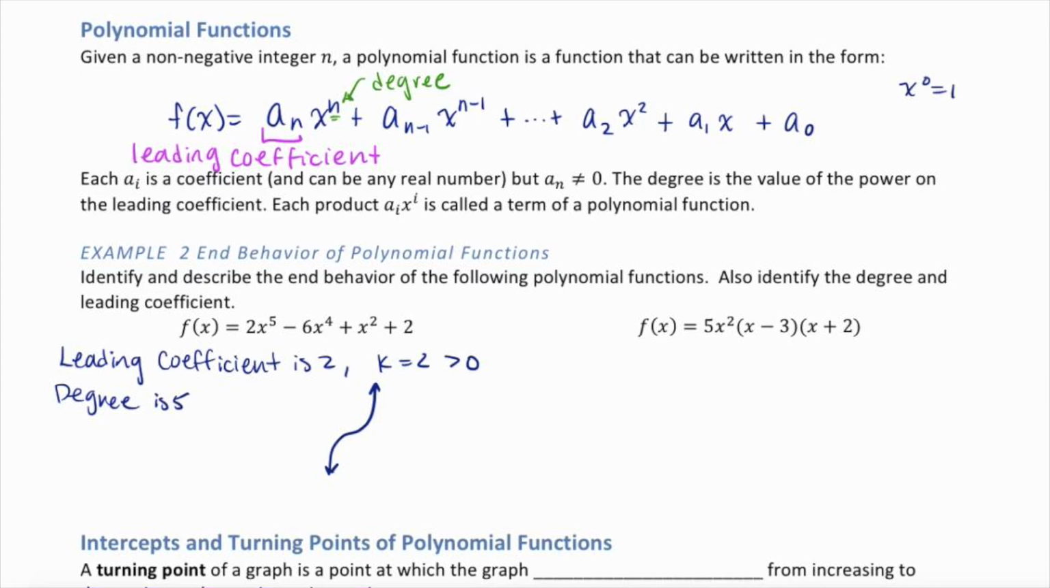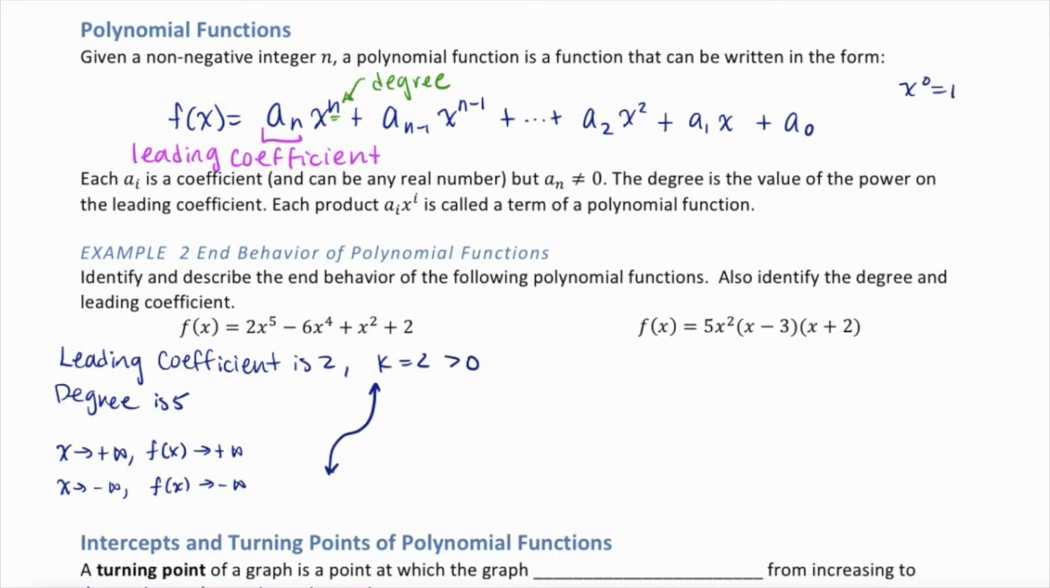There's going to be a lot of other stuff happening in between, but this is a really rough sketch. This tells me that as x approaches positive infinity, f of x approaches positive infinity. As x approaches negative infinity, f of x approaches negative infinity.